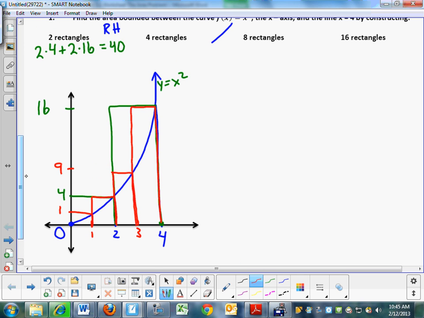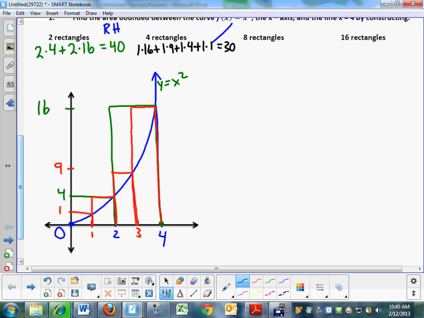So what I need to do is take the width of each one and multiply it by the height. Now, I know that the width is 1, so we could just disregard it, but I'm not going to do that because I'm trying to teach you something. The width is 1 times 16 plus 1 times 9 plus 1 times 4 plus 1 times 1. 16 plus 9 is 25, plus 4 is 29, plus 1 is 30. So you can see by dividing into 4, we got a much better approximation.